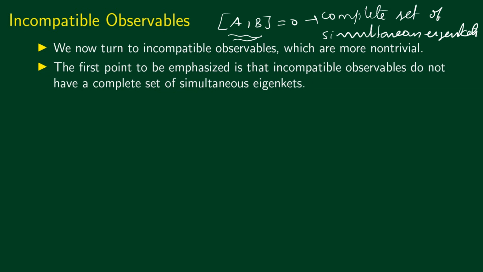Okay. We can now turn to incompatible observables. As we said, incompatible observables are observables that do not commute. Or we can say that AB minus BA is not equal to 0. Now, the important thing about incompatible observables is that they do not have a complete set of simultaneous eigenkets. They may have a few simultaneous eigenkets, but they won't have a complete set.